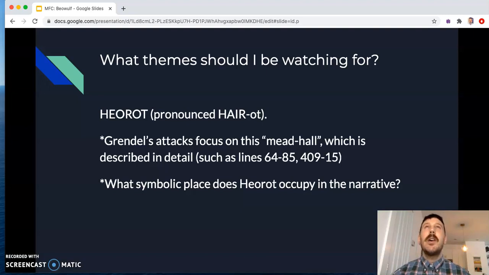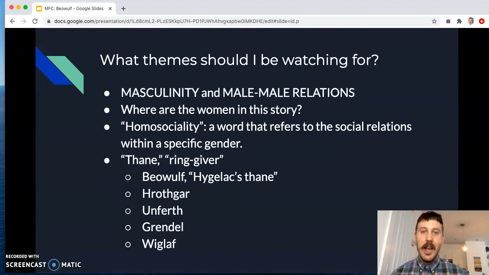So I want you to be thinking about why this place is so central to the narrative. Why have they made Heorot the center of the story and the place where Grendel makes his attacks? What symbolic role does Heorot play in Hrothgar's society? Heorot could have been a church. It could have been a city hall. It could have been some other kind of central civic center, but instead it's a mead hall. So what do you think that tells us about Hrothgar and his people and what is important to that society? All right, that's theme 1.